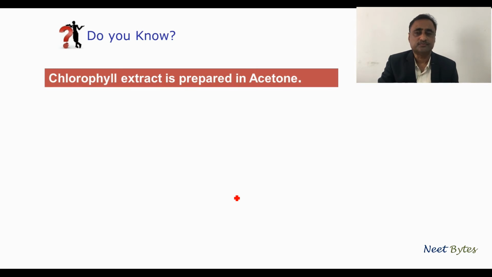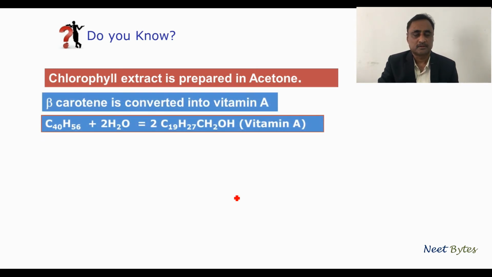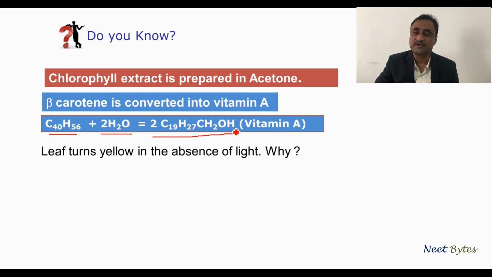Now let's talk about the chlorophyll extract, which is prepared in acetone, okay? And what is the fate of beta carotene? Because whatever green vegetables we eat, there is a large amount of beta carotene in them. So beta carotene in animals gets converted, C40H56, into vitamin A.